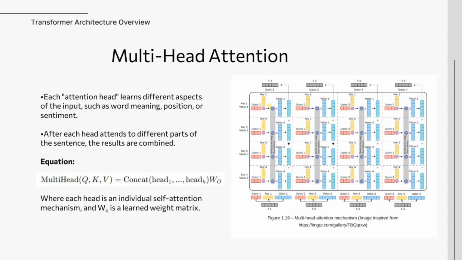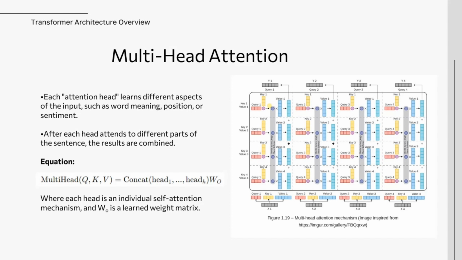This step combines the information gathered by all the heads into a unified representation. Multi-head attention gives transformers an edge in understanding complex inputs because they can focus on different facets of the data at the same time. This is what makes transformers highly effective at capturing intricate details, whether in text or even images, as we see with models like vision transformers.